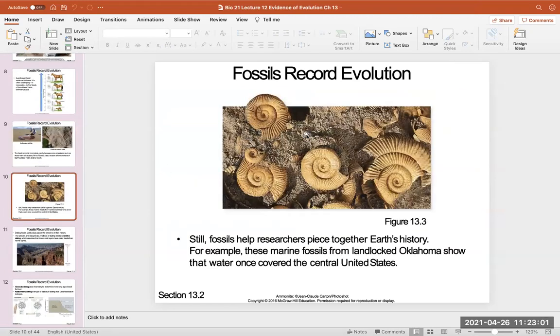So what evidence do the fossils of Oklahoma that they found give you? If you find something like this on land, it tells you there was water there once. That's the evidence the Oklahoma shells provide. I want you to remember this, because I might ask you about Oklahoma.